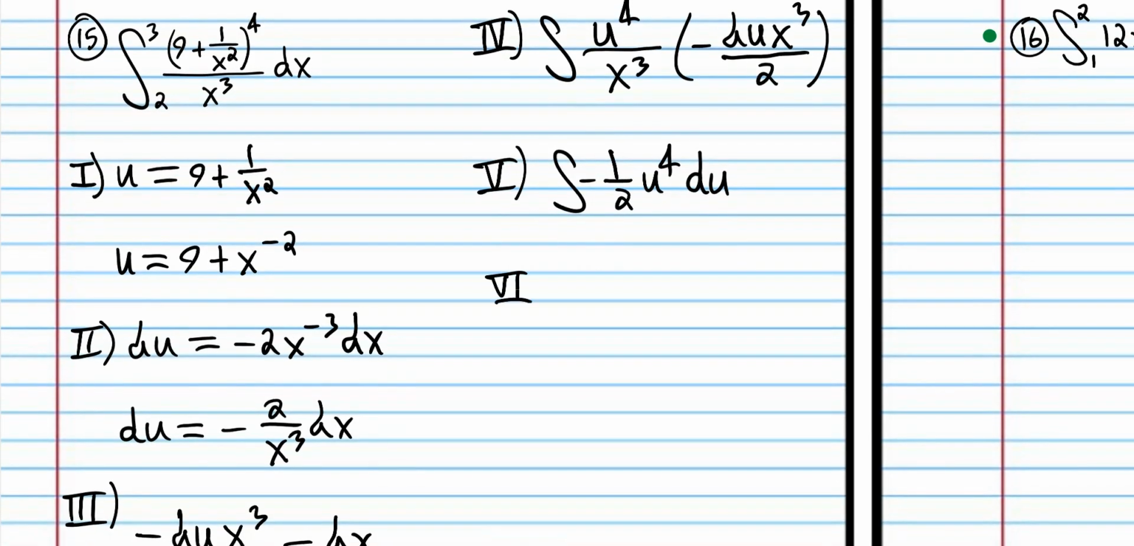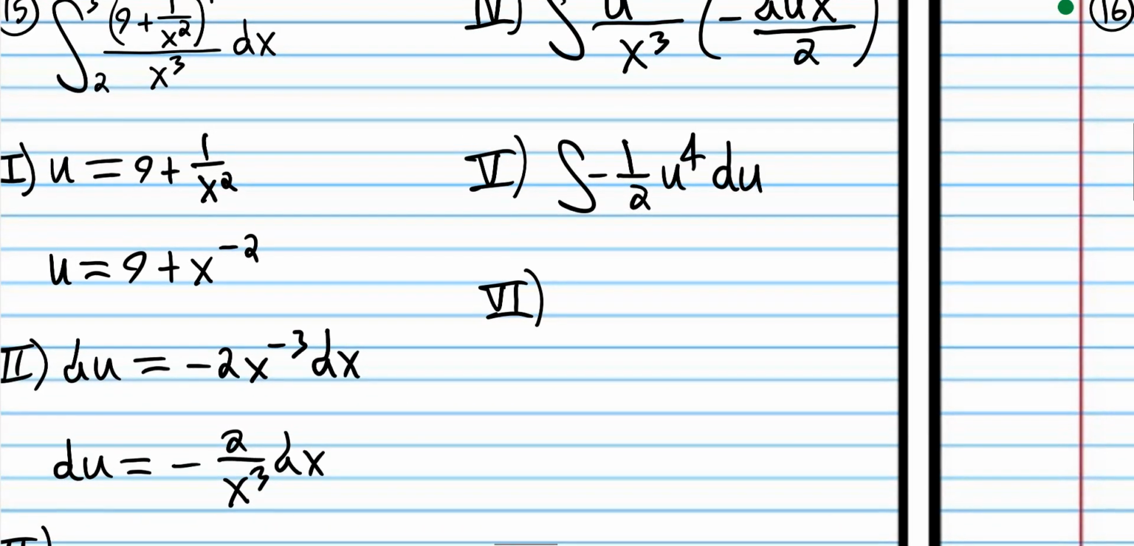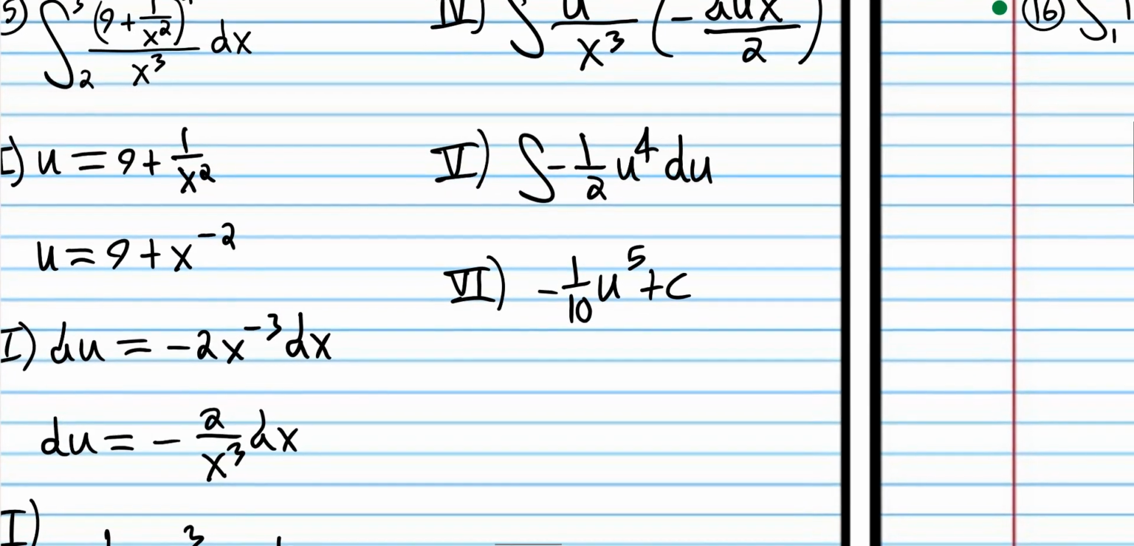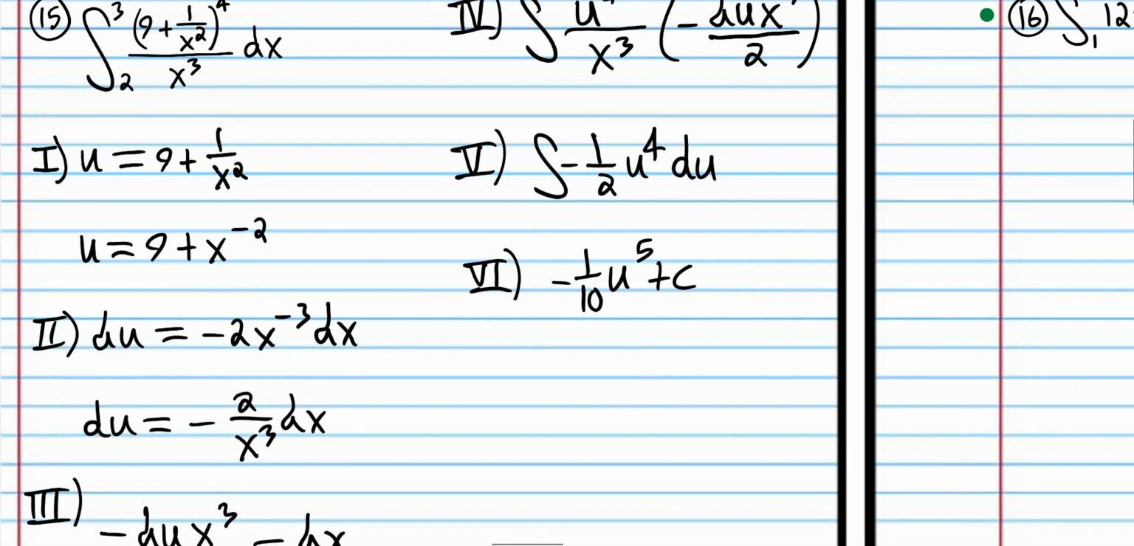And in step 6, we're going to find the antiderivative. So we're going to add 1 to the exponent. And it looks like we're going to have negative 1/10 here. Now find the derivative of that expression, and you should get back to this expression here. You always need to check.